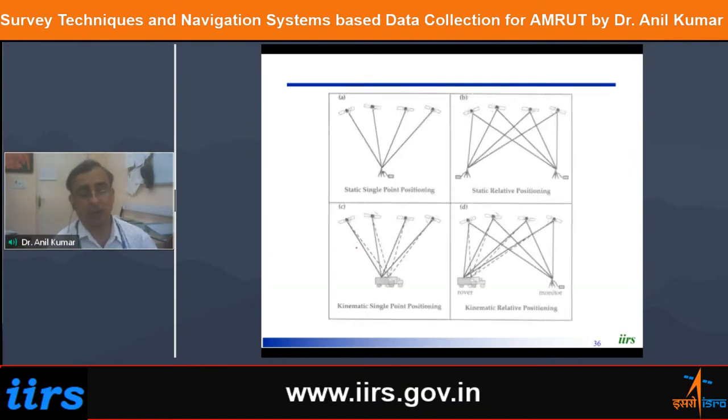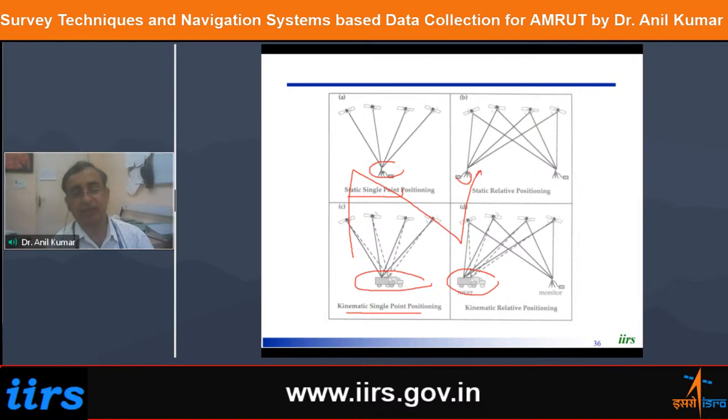So overall positioning techniques, we can have kinematic single point positioning here, then static single point positioning here. Here it is relative but kinematic, and here it is static. So this is least accurate, this is more accurate, and this is the highest accurate. So if you draw it, you can find out the least accurate and most accurate data from the positioning method.